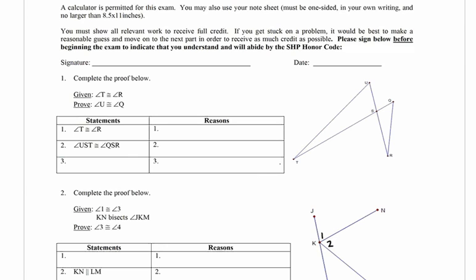Okay, this video covers numbers 1 and 2, the proofs on the Chapter 3 test version 2. So we'll start with this shorter proof here. We were told that angle T was equal to angle R. So I'll mark that on my diagram. And that's given information, so line 1 is pretty straightforward to fill in.